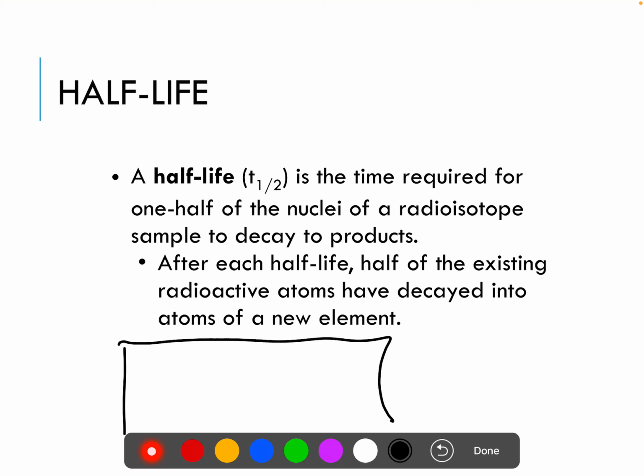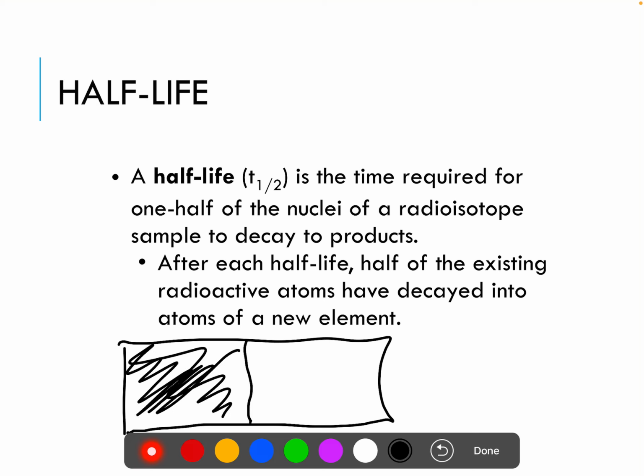So when you have a sample, this is where it gets a little bit confusing. After one half-life, you cut it in half. After two half-lives, cut it in half. Three half-lives, cut it in half. Four half-lives, cut it in half again. And so on and so forth. Technically speaking, you're never going to run out, right? It's just going to keep getting smaller and smaller and smaller.